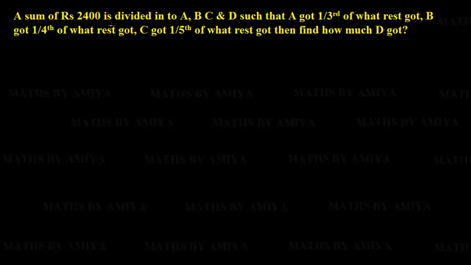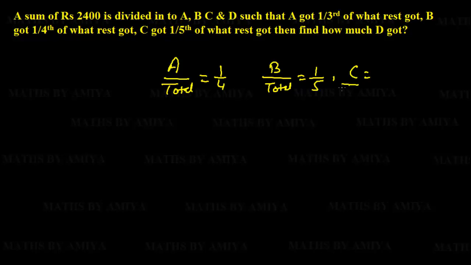Question is, a sum of rupees 24,000 is divided into A, B, C and D such that A got 1/3 of the rest. What we understand, 1/3 of the rest means A upon total is nothing but 1 by 4. We just understand A is 1, rest is 3. B got 1/4 of the rest, means B upon total is nothing but 1 by 5. Why? B is 1, rest are 4. Same, C got 1/5 of the rest means C upon total is nothing but 1 upon 6.